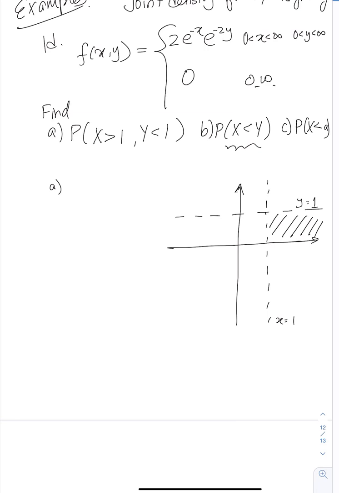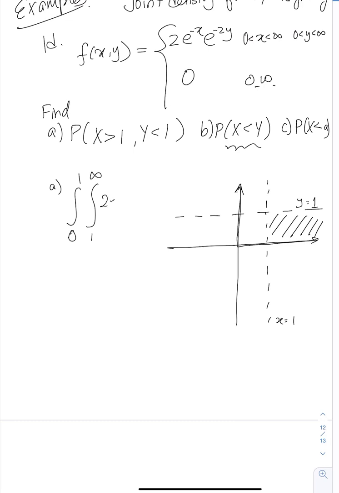So what do we need to do? To find the probability that (x, y) is in that set, we have to integrate over that set. So what is that set? What's the range for y? It's really negative infinity to 1, but the density is 0 outside of the first quadrant, so you can just have y going from 0 to 1. What's the range for x? x goes from 1 to infinity.